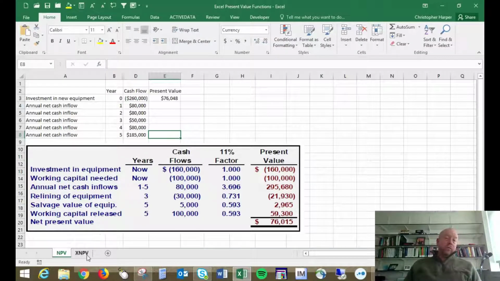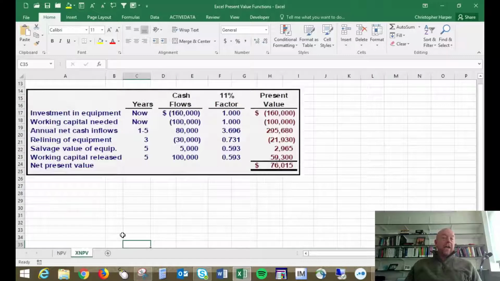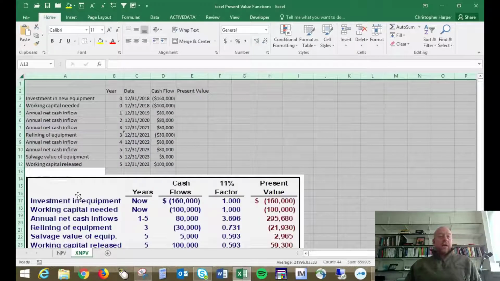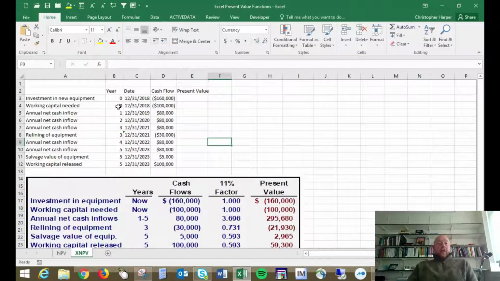What if you didn't want to go through that hassle? We could go with XNPV. Now, I've got the same depiction here of our previous analysis, but let me unhide some of my rows. Now, what I've done here is I did not need to net the cash flows by year.